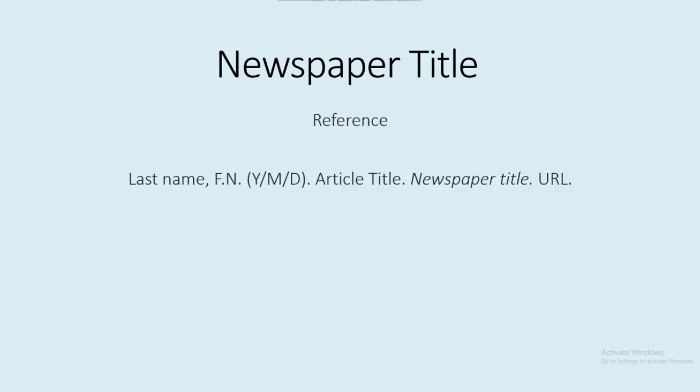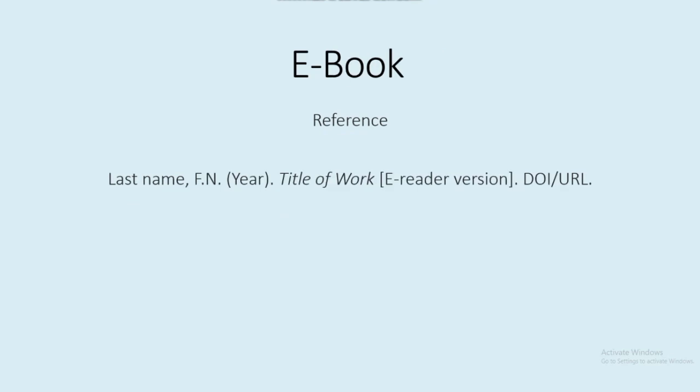For a newspaper, if it is available online, then you mention the last name of the author, the first name initial, the year, month, date, along with the article title, and the newspaper title in italics along with the URL. If the newspaper is not online, then you just mention the newspaper's name, that's it.